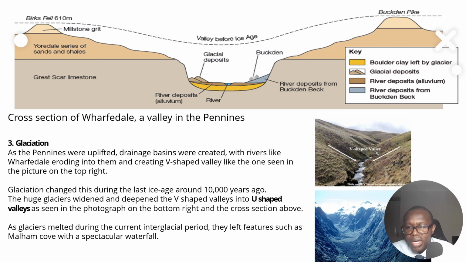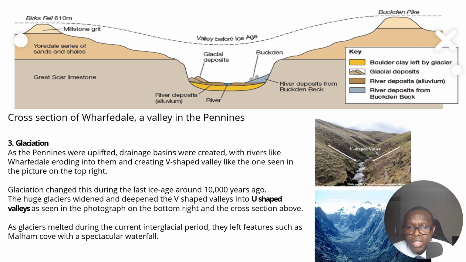Now, we know that the Earth experiences glacial periods as well as interglacial periods. So the interglacials are the warmer periods, and then the glacial periods are the colder periods, where we have a lot of ice sheets that are moving across the landscape. And that is what happened here in the UK around 10,000 years ago. And these V-shaped valleys, due to the ice age, were then deepened and widened. And that eventually formed this U-shaped valley that you can see in this other picture here.